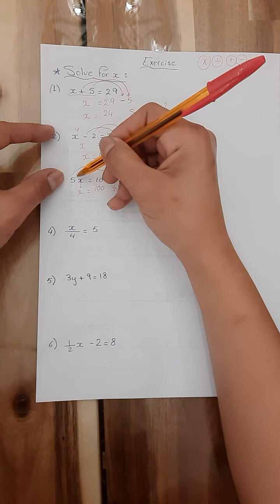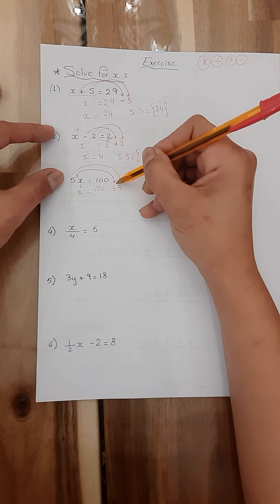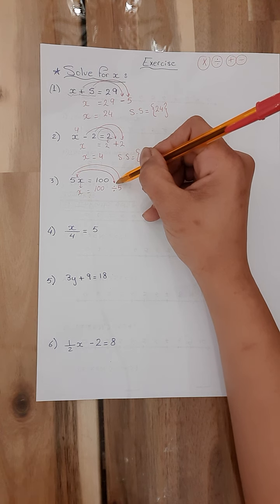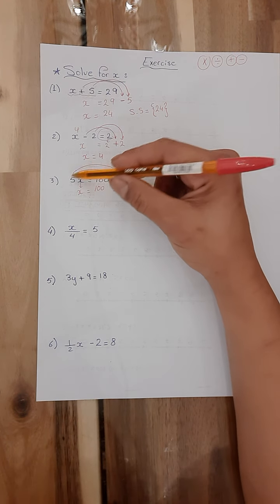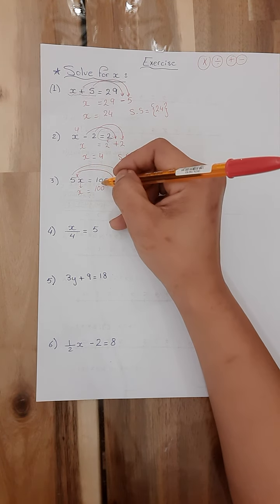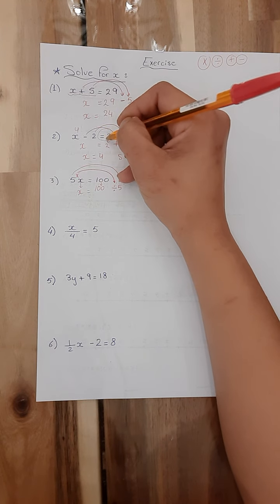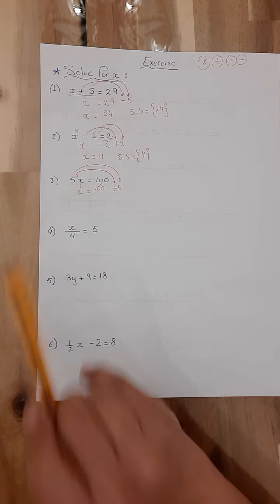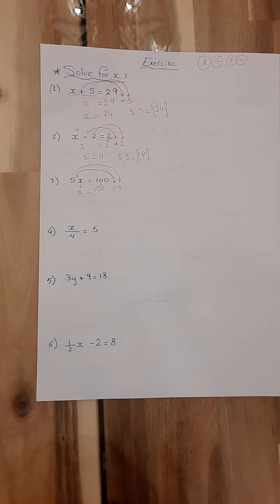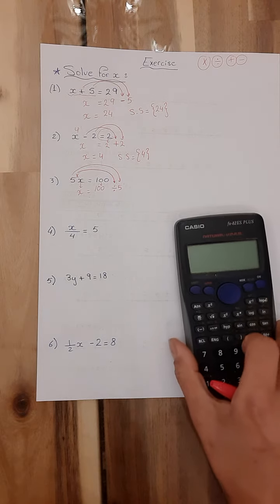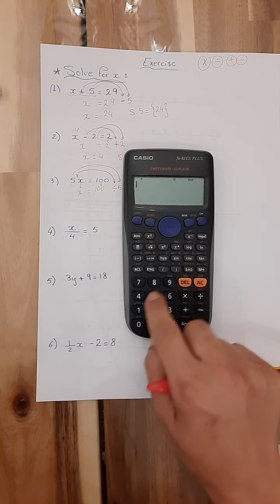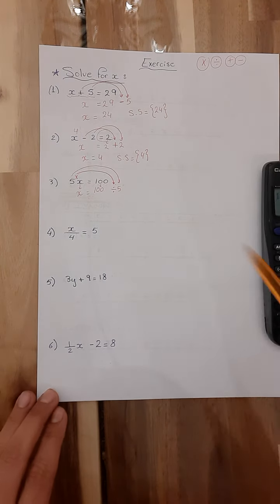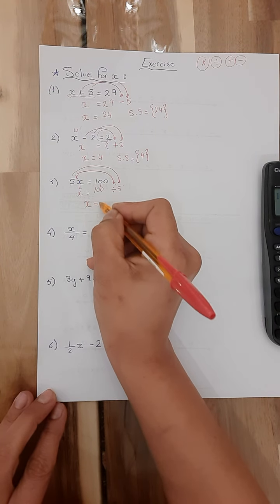Take care. We moved x. It jumped into the other side by its inverse operation, which is divided, and the number after it. But the first number written after the equal stays in its place, okay? Because 100 divided by 5 differs from 5 divided by 100, so please take care. I see these mistakes too much. On your calculator, 100 divided by 5 will be 20. So your x is equal to 20.